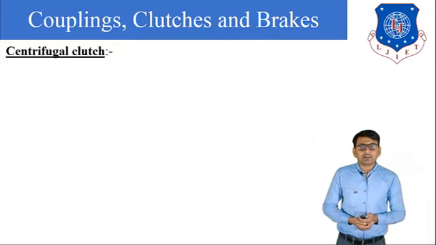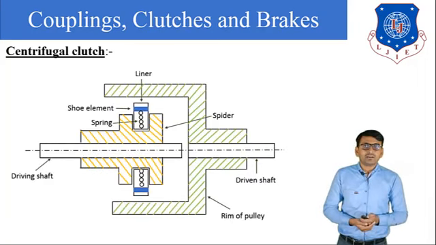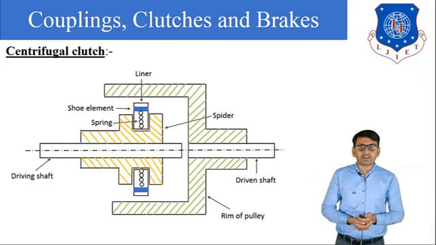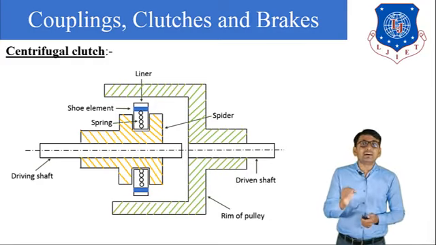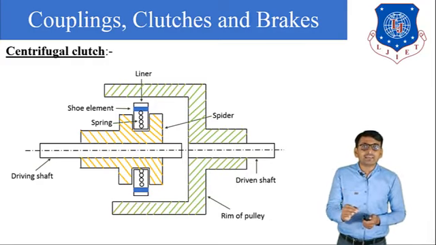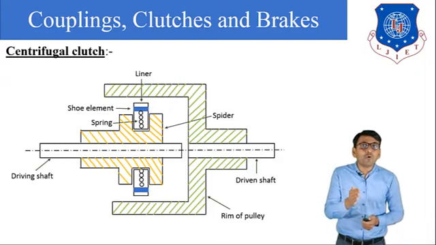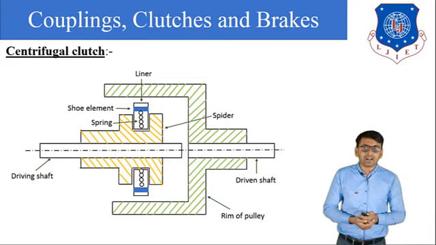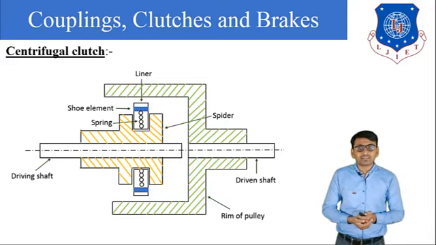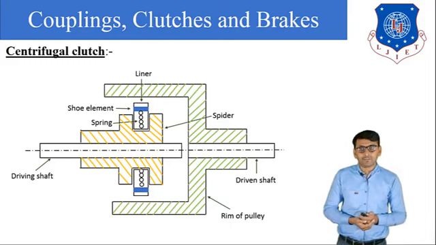Now we discuss the third one, that is the centrifugal clutch. This is the diagram of a centrifugal clutch. In this diagram there is a driving shaft and a driven shaft. The driving shaft is attached to the spider assembly. The driven shaft is attached to the rim of the pulley.